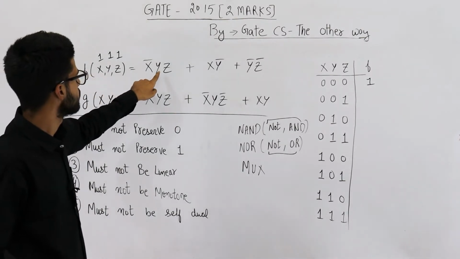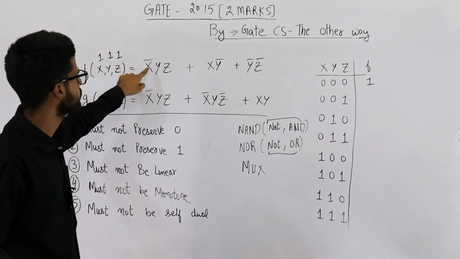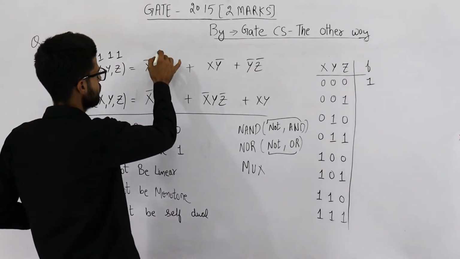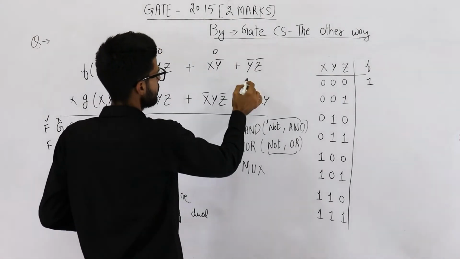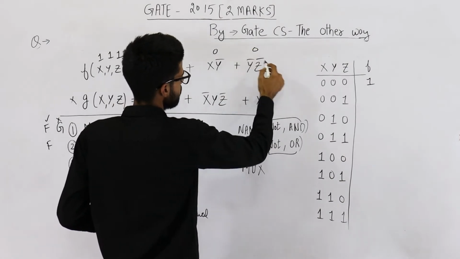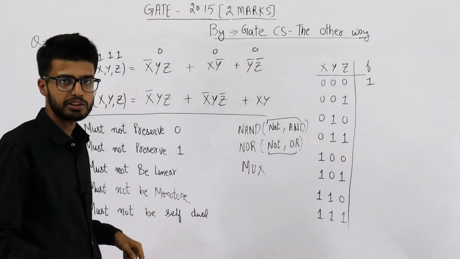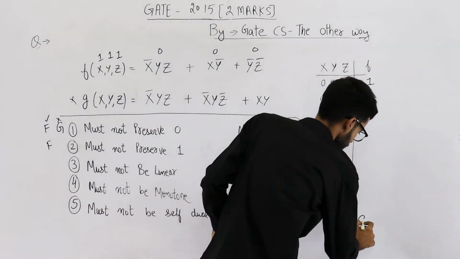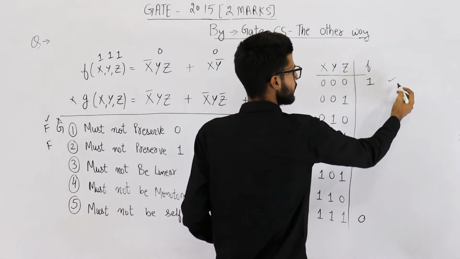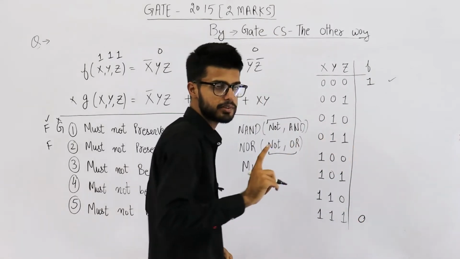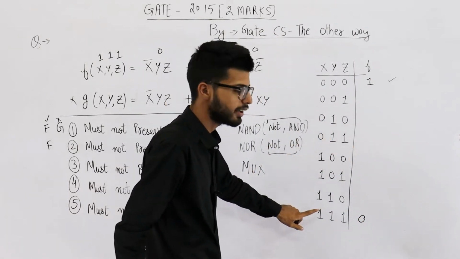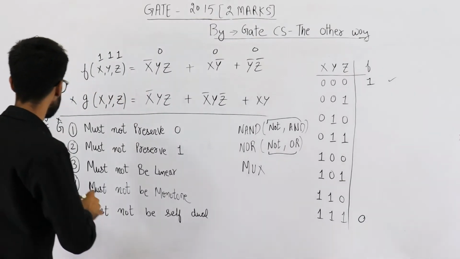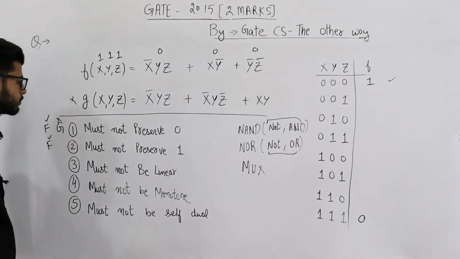All ones means you will get a 0 here because x bar, 1 bar is 0. So this term will become 0. This will also become 0 and this is obviously 0. That means output of function f on all ones is 0. So from here you can declare it does not preserve 0. From here you can declare it does not preserve 1. So function f satisfies property 2 also.